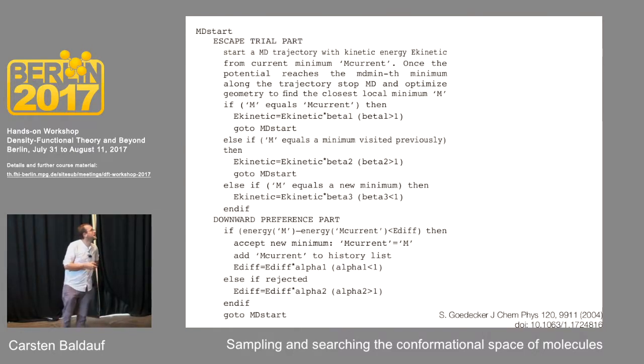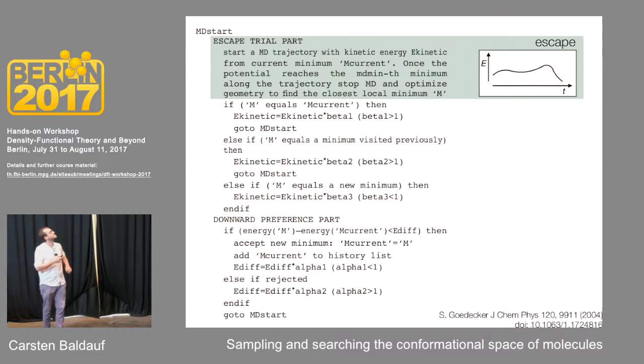And this is, in a sense, the pseudocode for this minima hopping algorithm that was developed by Gödecker. I directly copied it from the paper. It looks a bit complicated if one has to spontaneously read it, so I give a bit of a guided tour through it. The first important thing is this escape trial part.